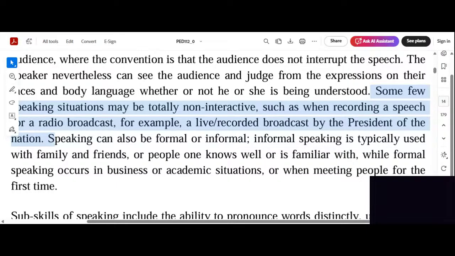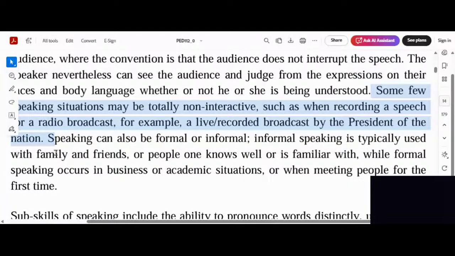So three speaking situations: interactive, partially interactive and non-interactive. Two listening situations: interactive and non-interactive. So let's finish up on speaking.